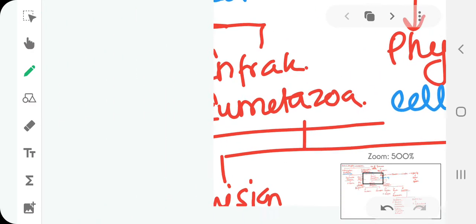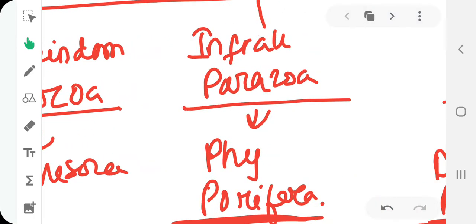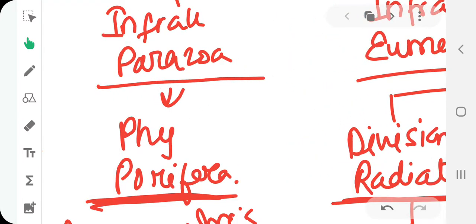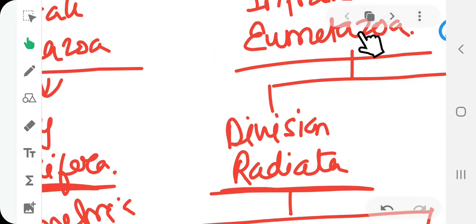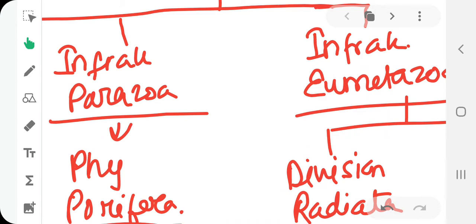So, the first one, Mesozoa, they are going to be having a different kind of cellular organization compared to Porifera, Parazoa or Porifera, and they will be having different kind of organization in Eumetazoa. Basically, Parazoa does not have any organisms in which the cells are properly arranged into tissues, whereas in Eumetazoa, the cells are much more properly arranged into tissues.